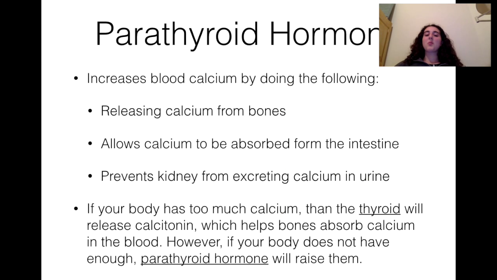The parathyroid hormone increases blood calcium by doing the following. It releases calcium from bones, allows calcium to be absorbed from the intestines, and prevents kidneys from excreting calcium in the urine. So if your body has too much calcium, then the thyroid will release calcitonin, which helps your bones absorb calcium from the blood.